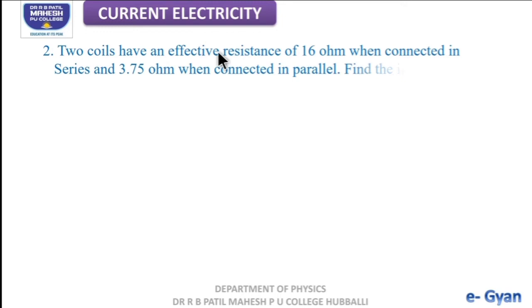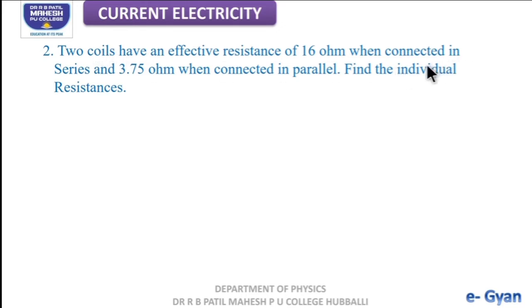Two coils have an effective resistance of 16 ohm when connected in series and 3.75 ohm when connected in parallel. Find the individual resistances. Here two coils are given. When these two coils are connected in series, their equivalent resistance is equal to 16 ohm, and when the same coils are connected in parallel, their equivalent resistance is 3.75 ohm. The question is, what is the value of the resistance of the individual coils?